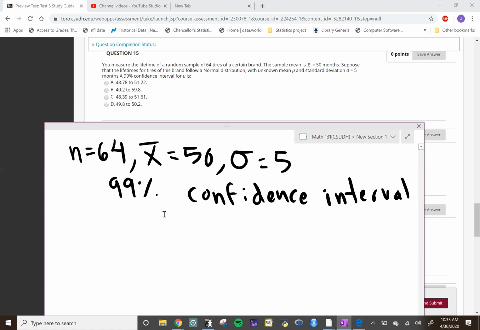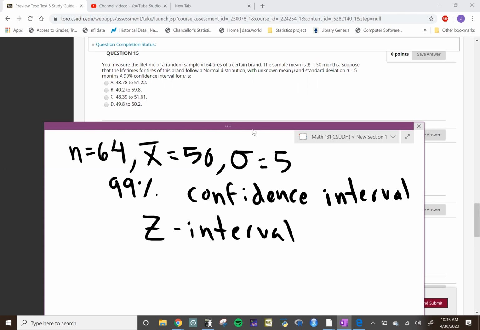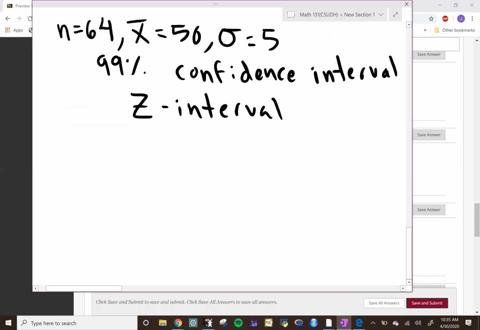So what we're gonna do is the confidence interval. For this one, we're gonna be using the Z interval. I'm gonna show you how to do it with the TI-83. I'll also show you how to do it with the ClassCalc. So let's do it with the TI-83.